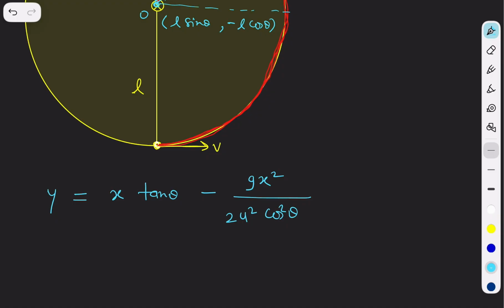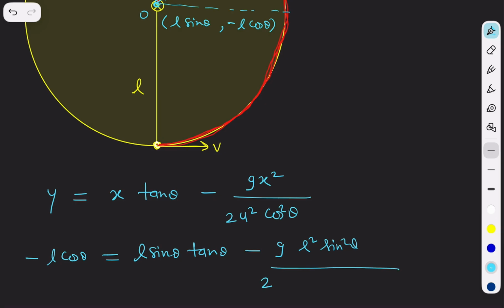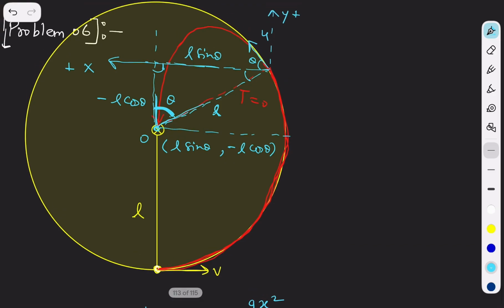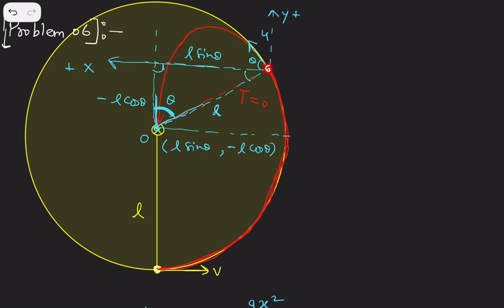So here let me put the values. y will be minus l cos theta, x will be l sin theta, tan theta minus g l square sin square theta divided by 2. We can calculate u in terms of theta and l. At this point the tension becomes 0, so the centripetal force will be just the component of mg, and that should be equal to m v square by r. So we can apply the centripetal condition.